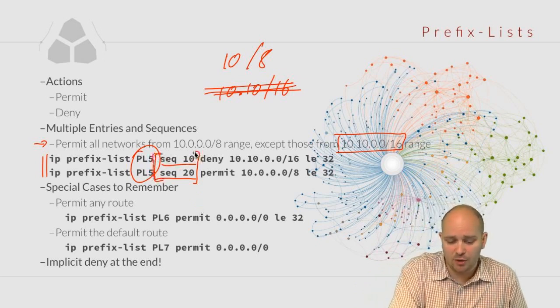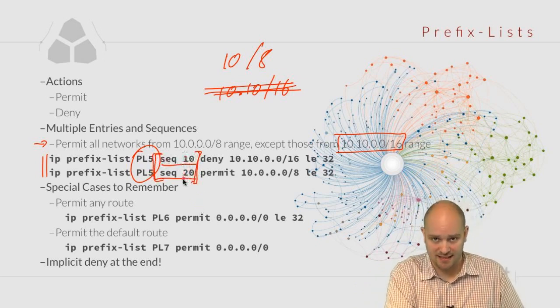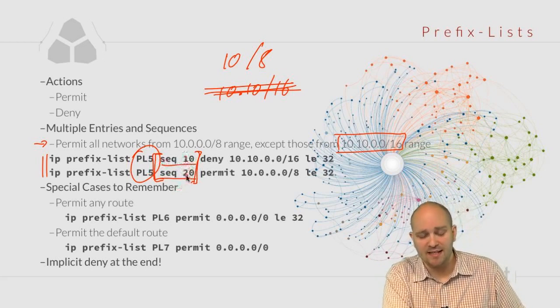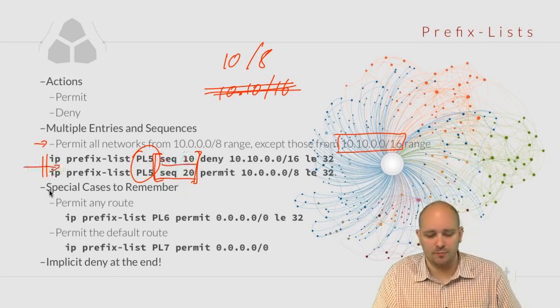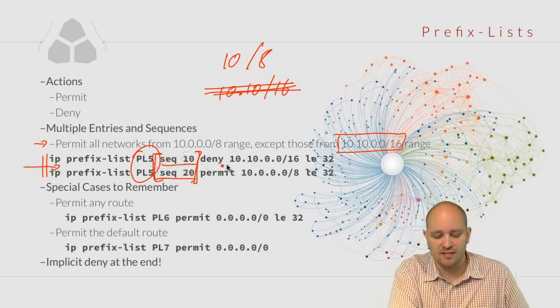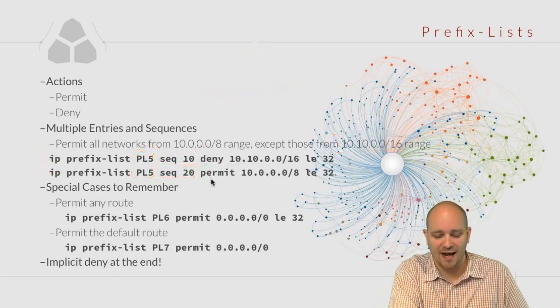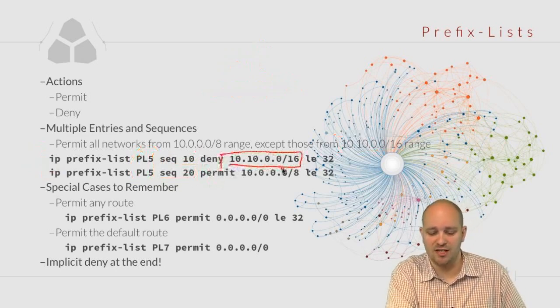But I think it's a good thing to remember that there is this sequence syntax here, because then you can insert the entries in between if you need them down the road. So the logic here is, first we are going to deny 10.10.0.0/16 le 32.